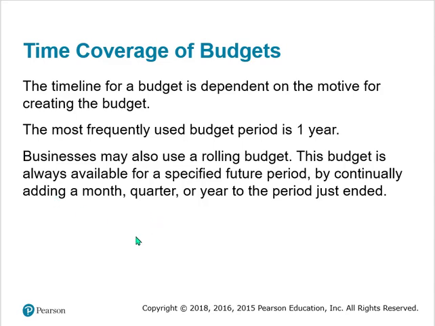And the motive for creating a budget should guide a manager in choosing the period for the budget. For example, if the purpose of the budget is cash flow, you might look at a 6-month horizon. But if you're looking for profitability on a new product line, you might look 3 years into the future. And businesses also use a rolling budget. This budget is always available for a specified future period by continually adding a month, a quarter, or a year to the period just ended. I think this is actually a good way to do it because then you never really leave it alone. It's always sort of in your head with all the assumptions. So you continually just adjust it for economic reality.